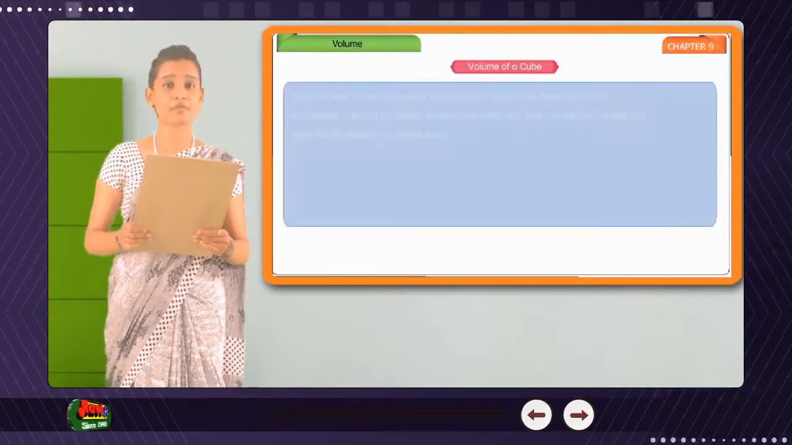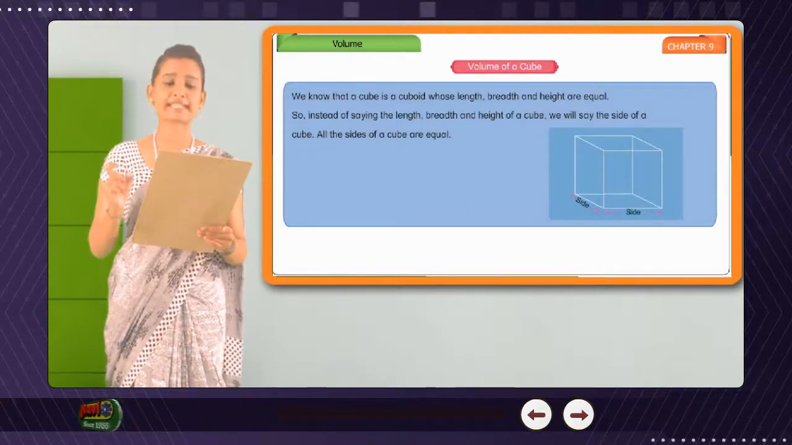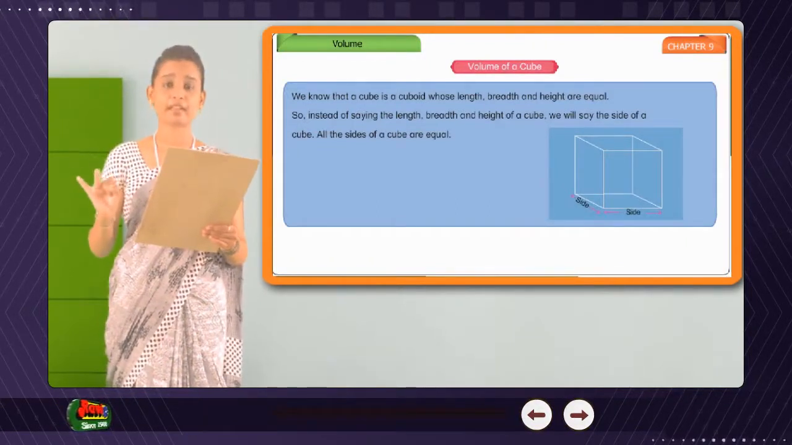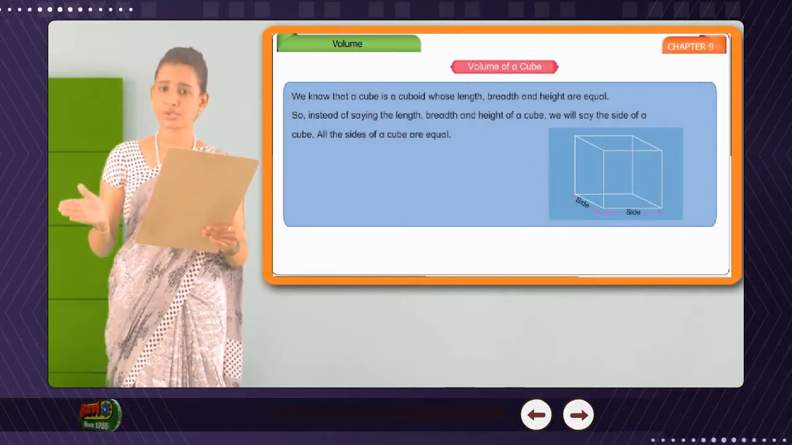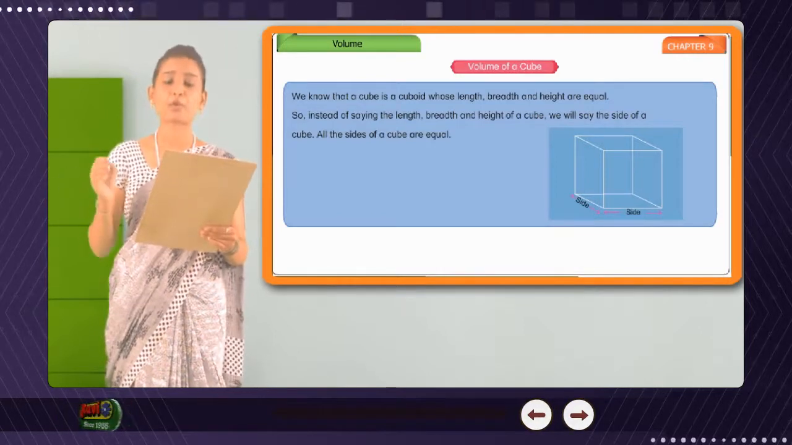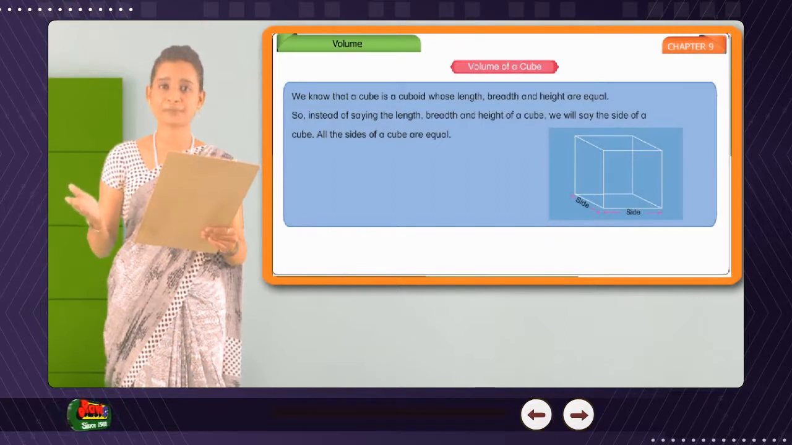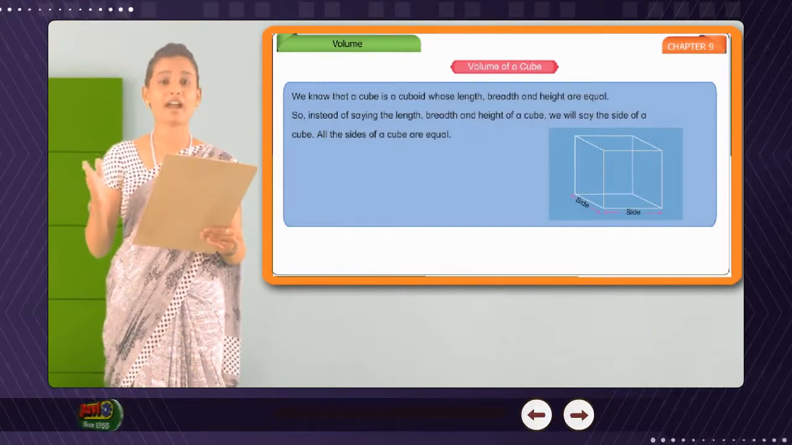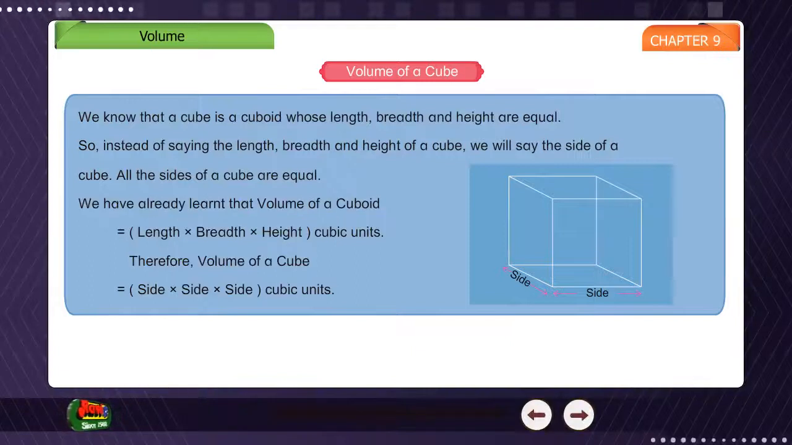Volume of a cube. We know that a cube is a cuboid whose length, breadth and height are equal. So, instead of saying the length, breadth and height of a cube, we will say the side of a cube. All the sides of a cube are equal. We have already learnt that volume of a cuboid is equal to length into breadth into height cubic units. Therefore, volume of a cube is equal to side into side into side, cubic units.